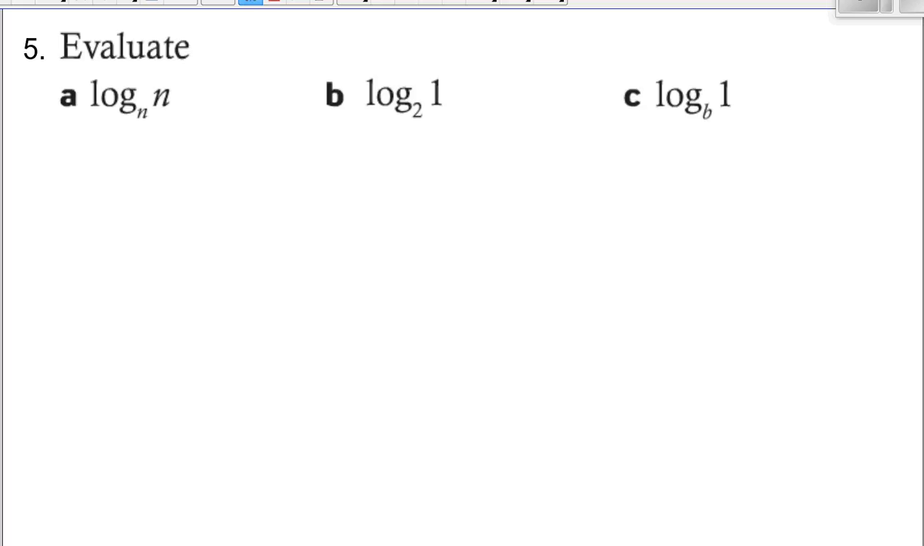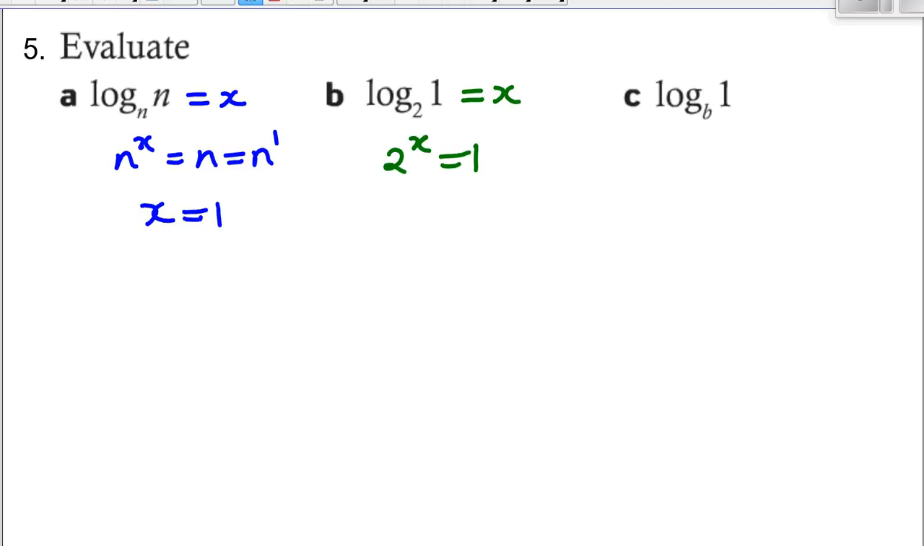Next one, we have these guys here. You can use the same process, equate that to x. So n to the power x is just n, which is n to the power 1. So x is equals to 1. Just equating the exponents. B, same thing. 2 to the power x is equals to 1, which is 2 to the power 0. So x is equals to 0.